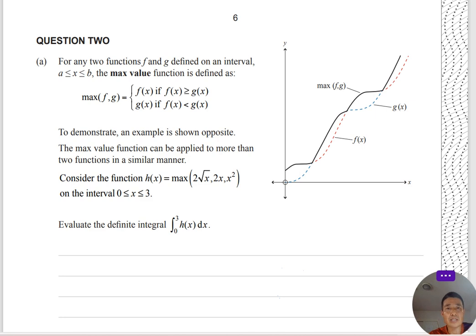So consider the function h of x is the max of these three functions on the interval 0 to 3. Evaluate the definite integral from 0 to 3 of h of x dx. So we have to find the intersection points and find which one is the winner, which one has the higher y value. So obviously we have to sketch these three functions, right?